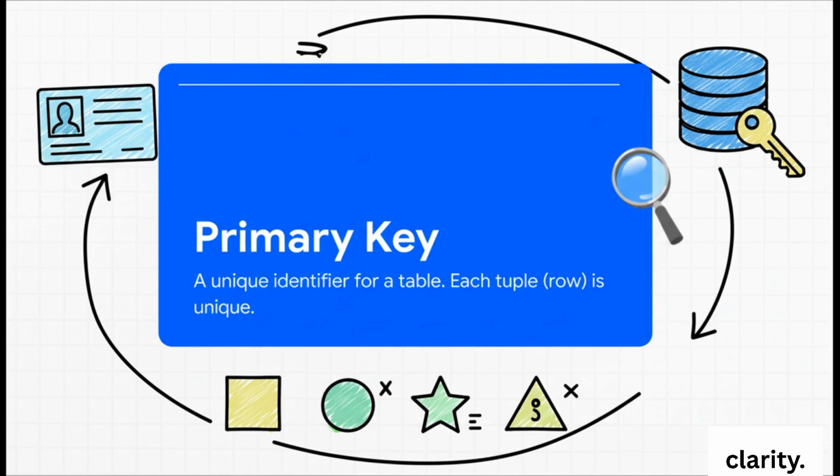How do you make absolutely sure every single customer or product is unique? Simple. You give it a unique ID. It's just like how no two people have the same driver's license number, right? Well, no two records in a table can have the same primary key. It is the ultimate unique identifier.